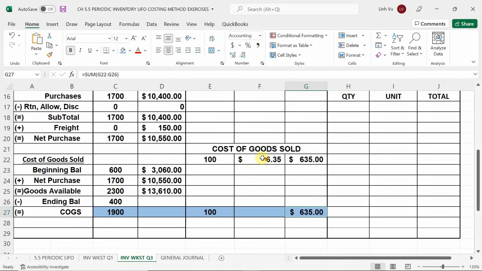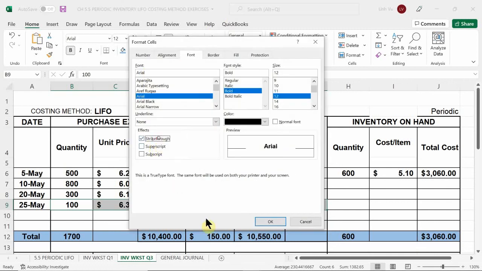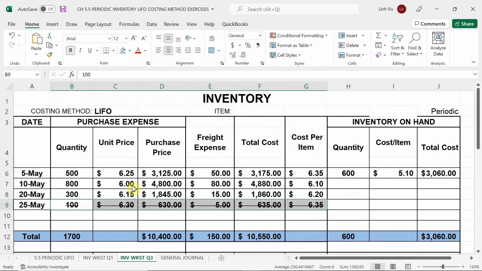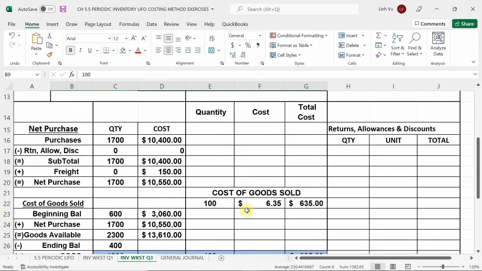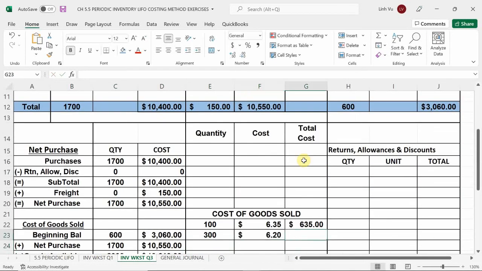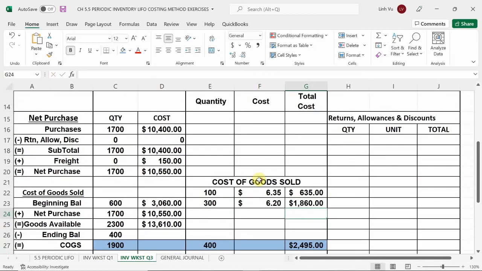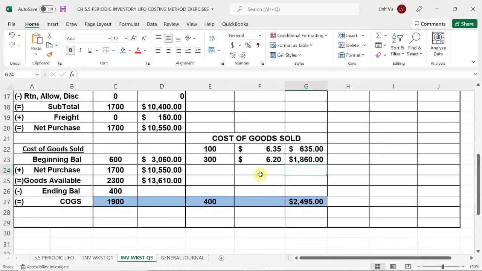So in this case, which batch of inventory am I going to get rid of next? The 300, right? So if I have to get rid of the 300, that is what I'm going to do. Okay, so 300, right? $6.20 each is going to give me a grand total of $1,860. Okay, so there you go. I got rid of that 300 units. So I have 400. So I still have 1,500 more units to go.